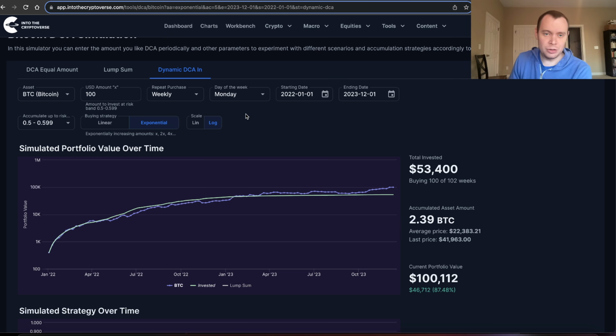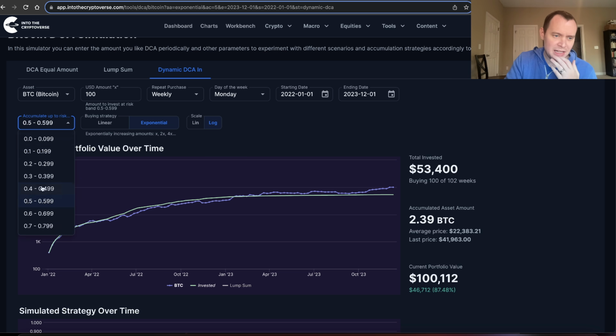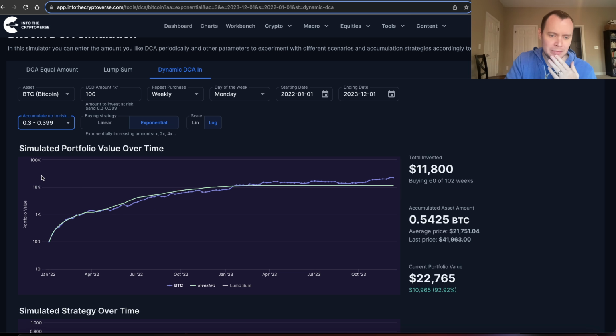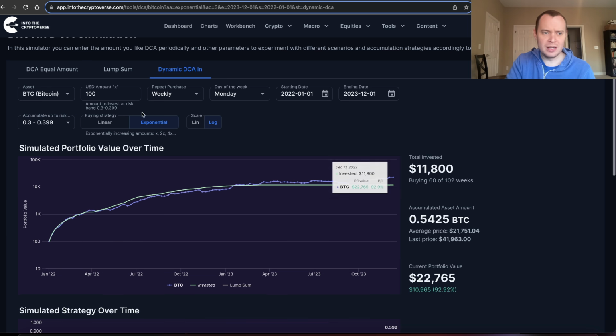So that way you treat it like, let's say you want to DCA like me up to the 0.4 risk level. Then if you had treated your X value as 100 starting in 2022, and you increase that if the risk levels went down, and decrease that as the risk levels went up, you would have put in $11,800. So about $2,000 more than if you were doing the DCA equal amount strategy. You would have put in a little bit more, right?